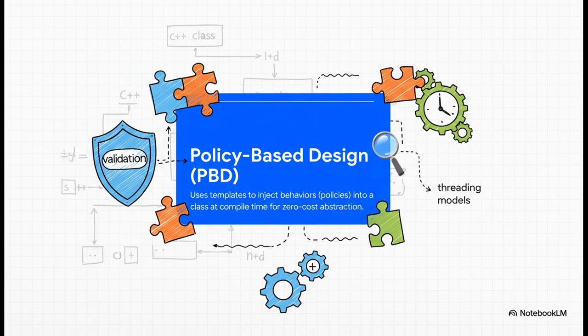The best way to think about this is like building with Legos. You have your main class, which is like a base plate, and then you just snap on different policy classes as template arguments to give it different behaviors, maybe one for thread safety, another for logging, you name it.